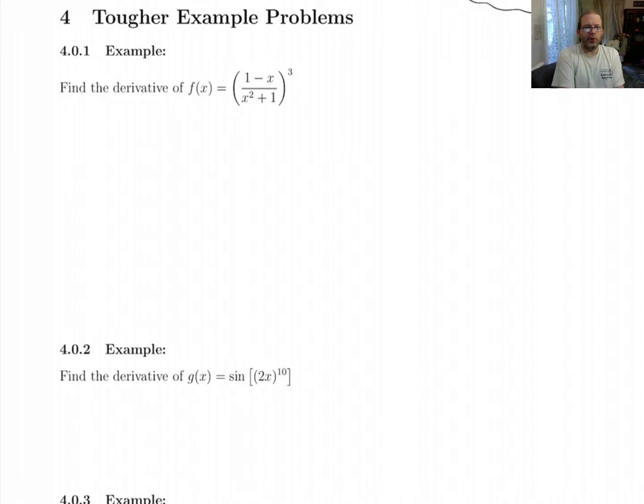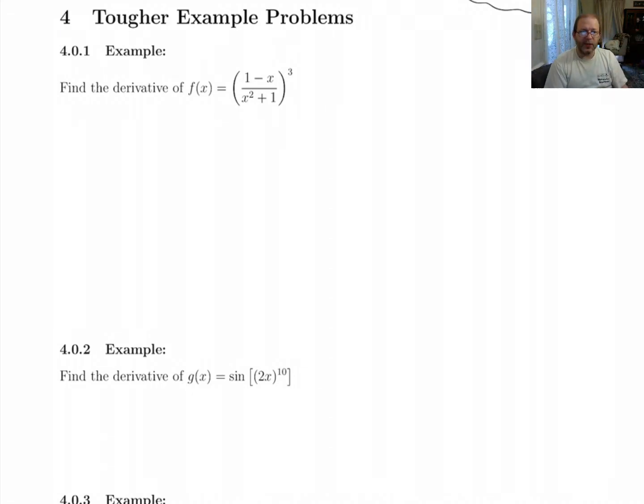Alright guys, we've been working on the chain rule and I want to do some tougher examples. The examples we do here are going to be things where we use the chain rule maybe multiple times, or maybe we use the chain rule in conjunction with the product rule or the quotient rule. So let's start here. One thing about taking derivatives is you work your way from the outside in.